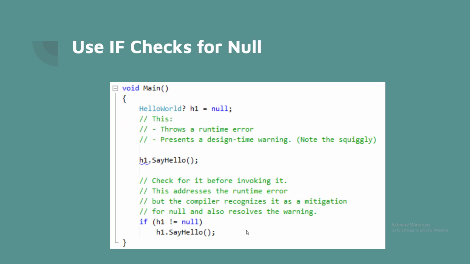The if check for null, here is h1 is null, and it's a nullable reference type. And I try to invoke a member on it. This is going to have a runtime error. There's no doubt about it. But I get a squiggle about it to tell me.